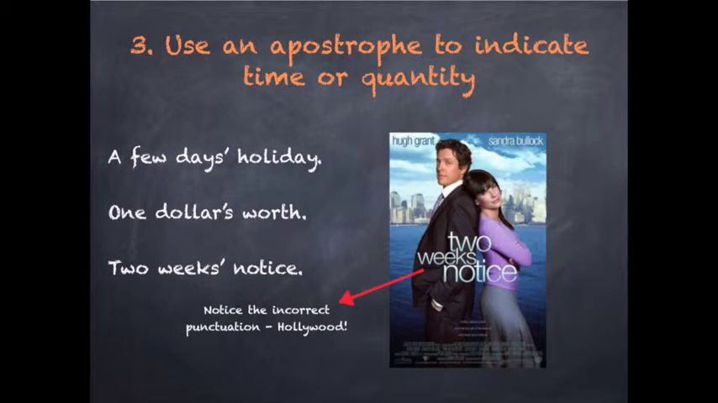The third time to use an apostrophe is to indicate time or quantity. A few days' holiday, $1's worth, 2 weeks' notice, and you can notice the incorrect punctuation from Hollywood from the movie starring Hugh Grant and Sandra Bullock. And you can also see the rules here, again, where there's the plural or the singular. So $1's worth is the singular, so the apostrophe comes before the S.